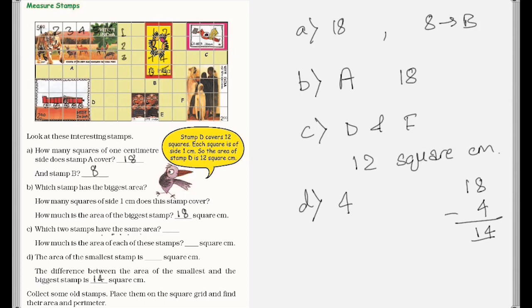Okay, so you need to collect some old stamps and place them on a square grid, and then you can also find out their area and perimeter.